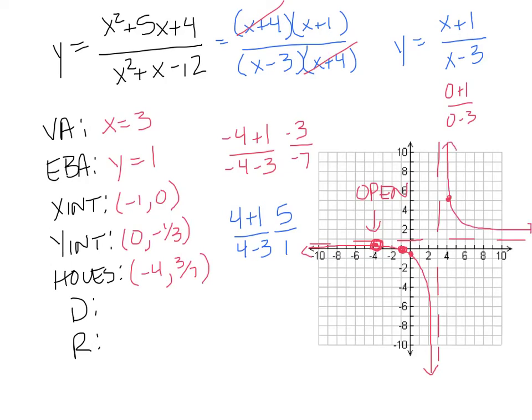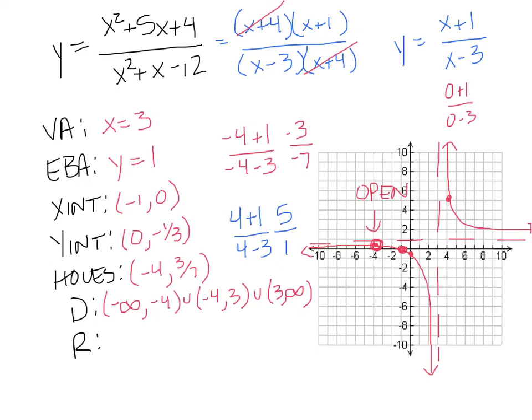Now that we have everything graphed, our graph is done. We just can write the domain and range based on the graph. We start at negative infinity. We stop at the hole, negative 4. We start up again on the other side of the hole, and we go to the vertical asymptote at 3. We start up again on the other side of the vertical asymptote, and we go to infinity.